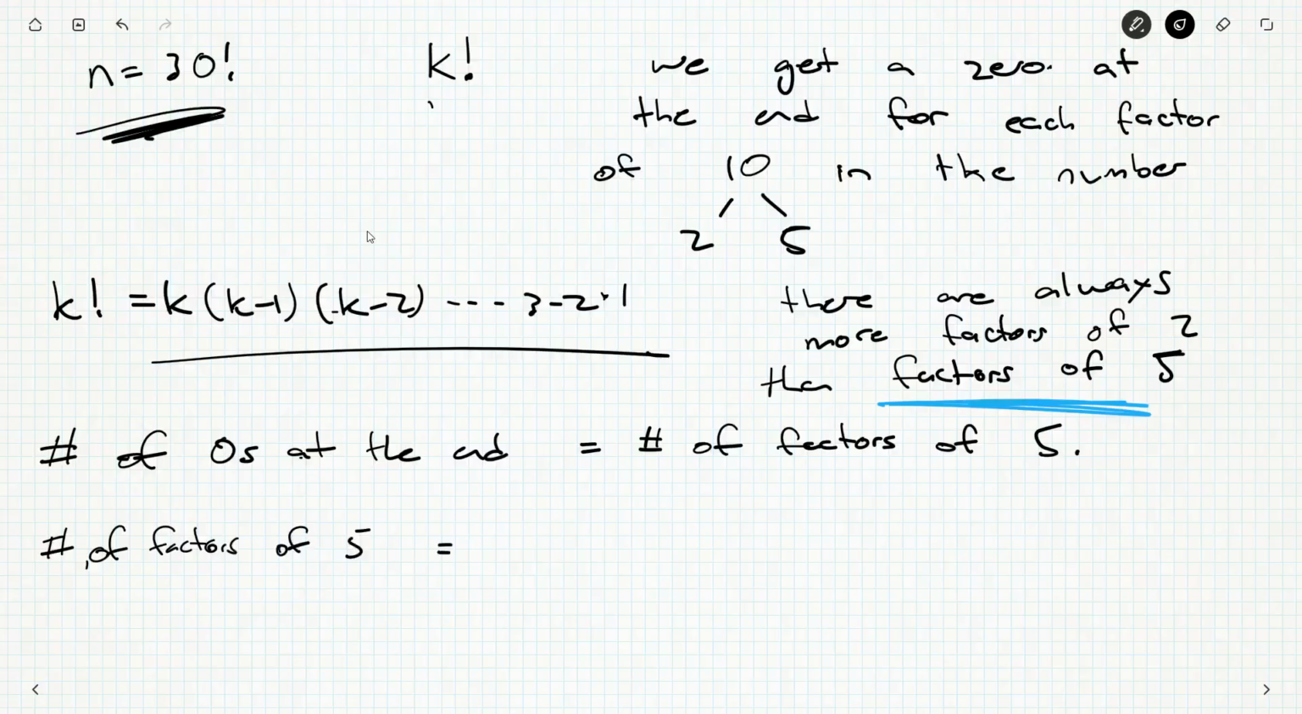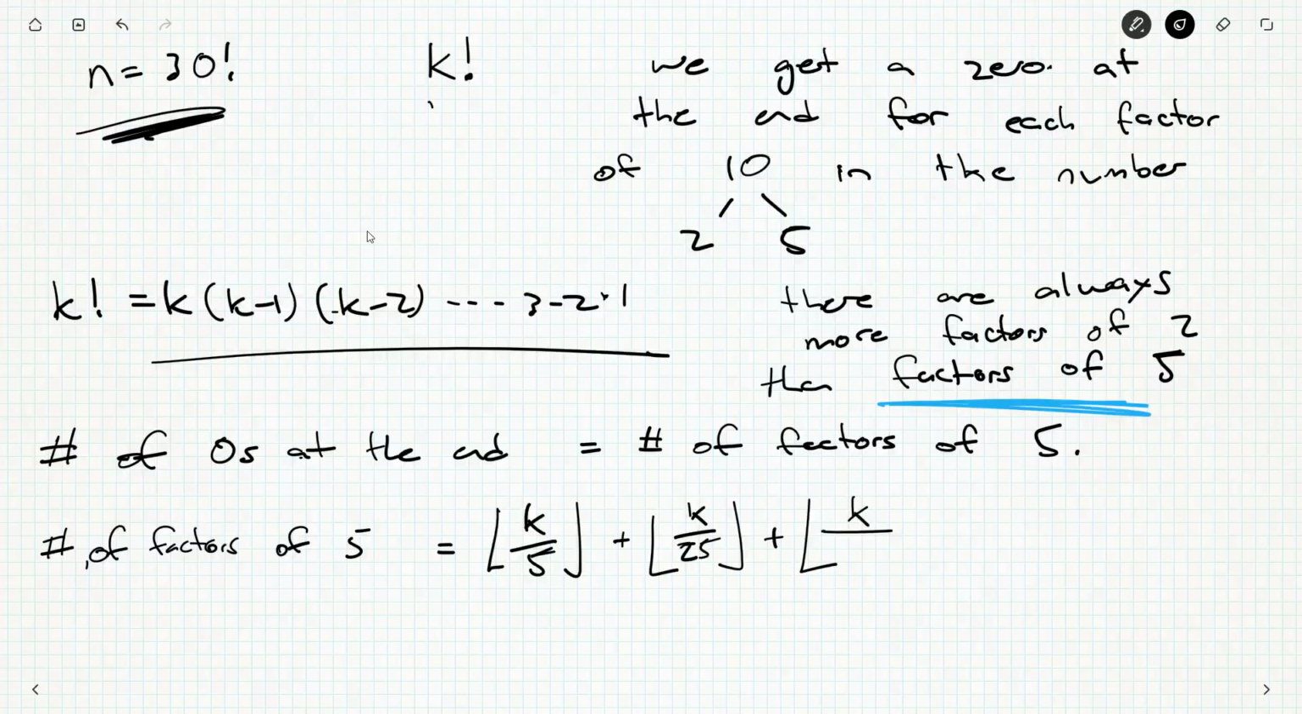But for the number of factors of 5, there's going to be 1 for every multiple of 5 between 1 and k. And there's a quick way to express that as the floor of k over 5. So this is the greatest integer less than or equal to k over 5. Then there's going to be an extra factor every time there's a multiple of 25, because 25 has 2 5's in it. An extra factor every time there's a 125. An extra factor every time there's a 625, because this is 5 to the 4.